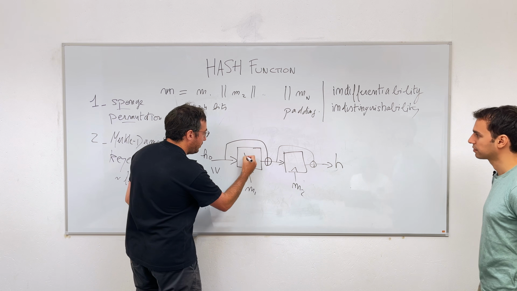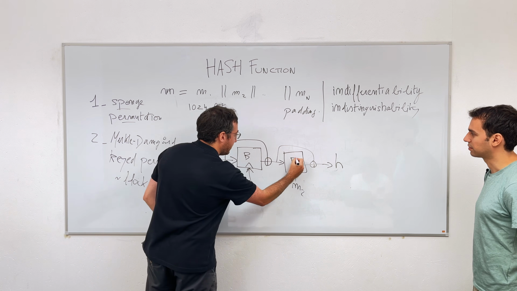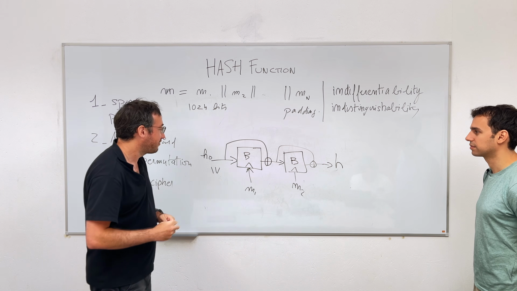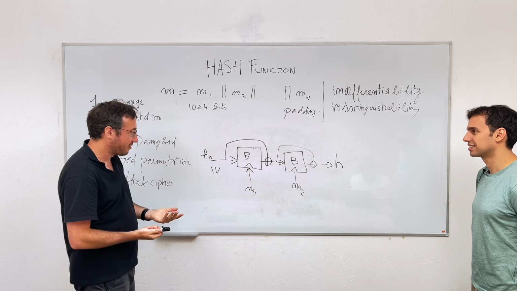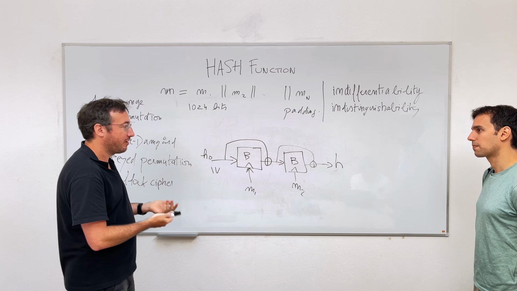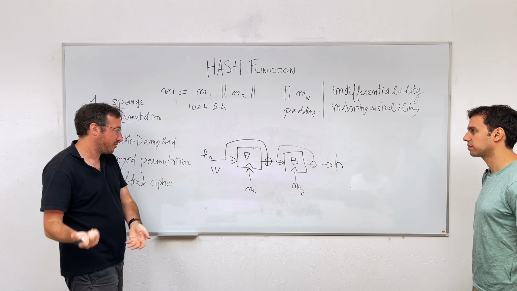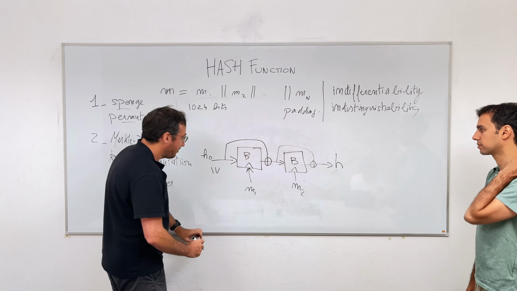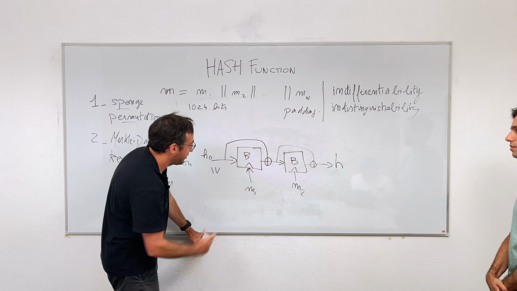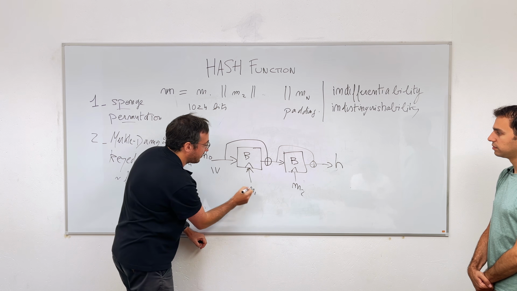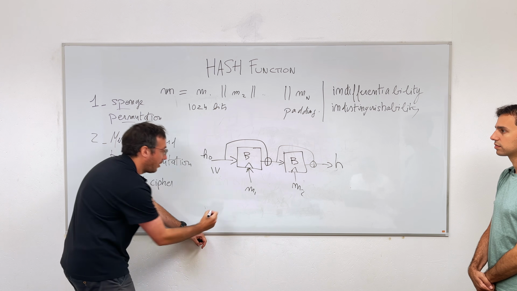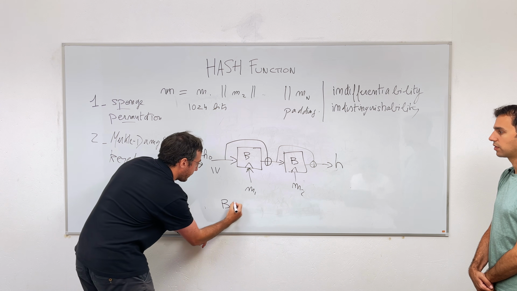I'm going to call this B. B like block cipher, because it's essentially a block cipher. It behaves like a block cipher. It's kind of designed like one, except that you may not use it to encrypt things. Why is it a block cipher? Because it's a keyed permutation. The small triangle here means that this input will be the input for the key. Okay.